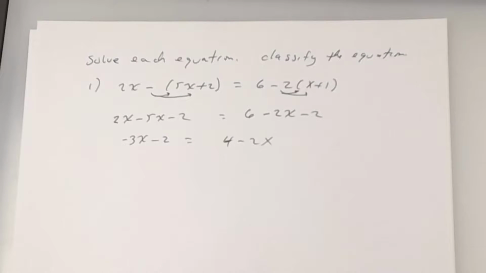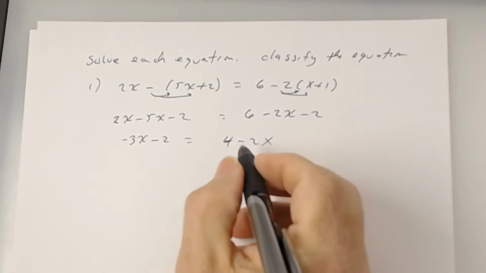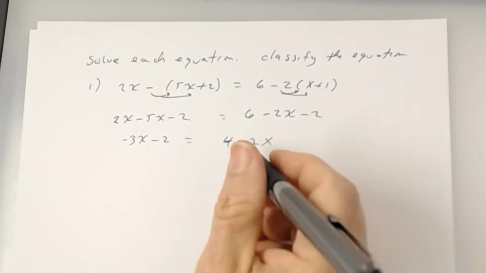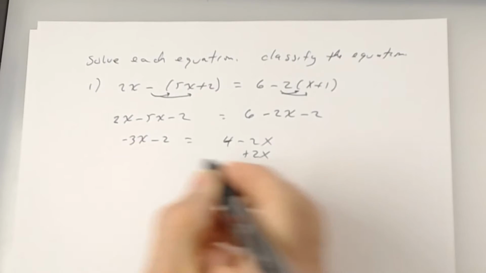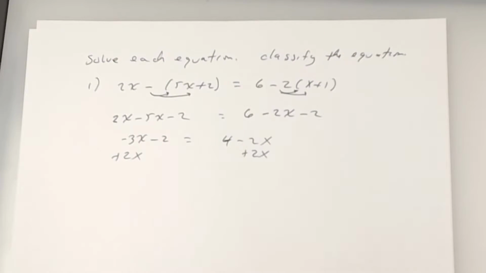Let's bring the variables to the left so I can remind you about something. If I bring it to the left, I'm going to add or subtract 2x from both sides. You're going to add 2x to both sides because right now I'm subtracting 2x. The opposite is to add 2x. And then you combine like terms.